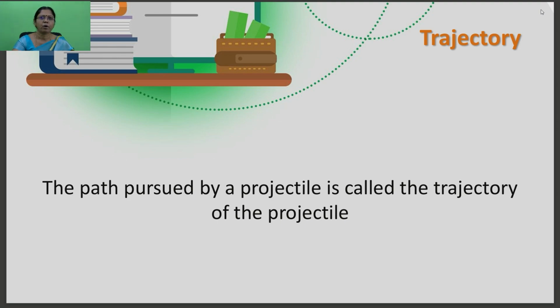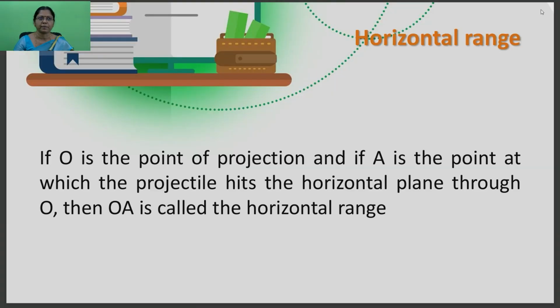Once a body has been projected, it goes and hits the ground, and we are very much concerned about the path it has traced. The path pursued by a projectile is called the trajectory of the projectile.